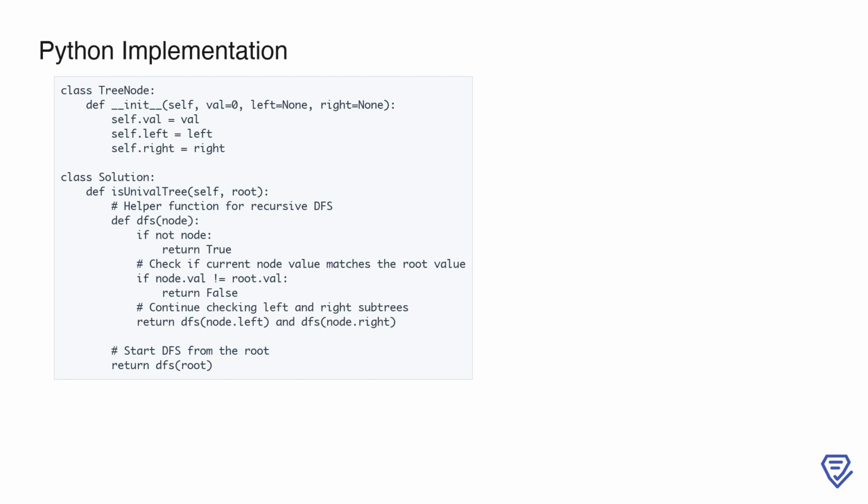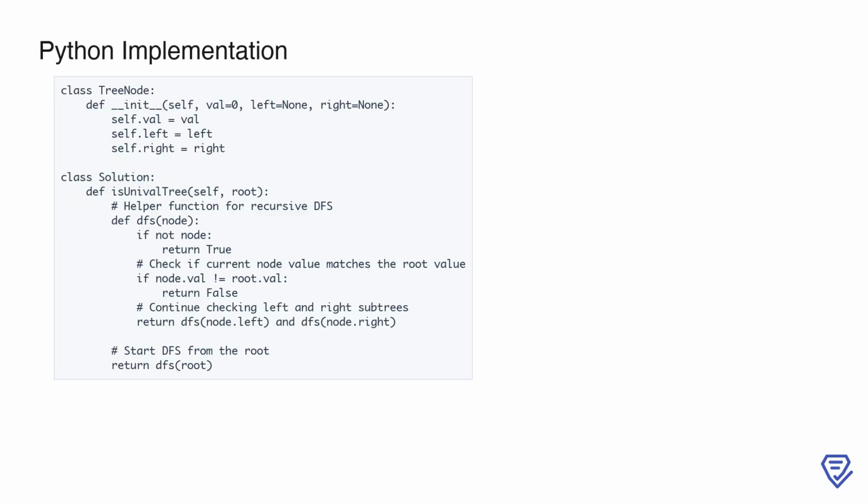1. It first checks if the current node is None, i.e., a leaf node has been reached. If so, it returns true because an empty subtree is trivially univalued. 2. It then compares the current node's value with the root node's value. If they differ, the function immediately returns false because the tree cannot be univalued.